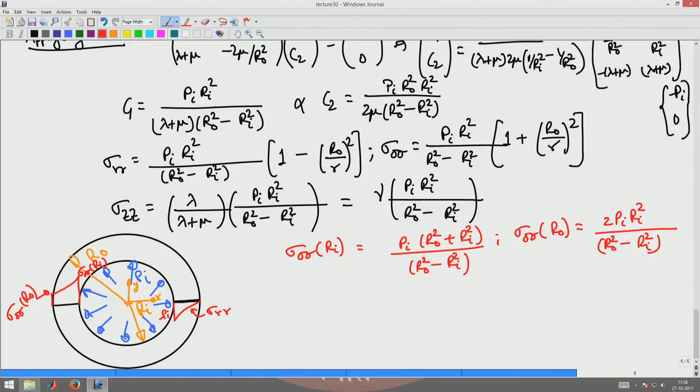Similarly, you will find that epsilon RR, which is dou UR by dou R, is not 0, okay. Dou UR by dou R is C1 by 2 minus C2 by R square, which has some value which is non 0, okay. And hence what happens is there will be a thickness change in the cross section, okay.